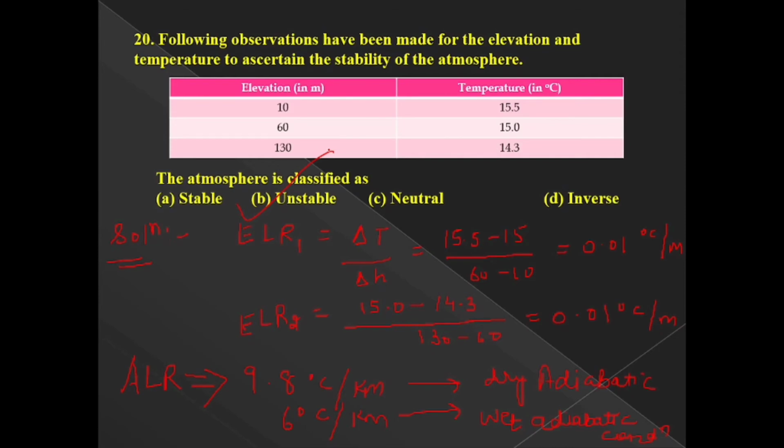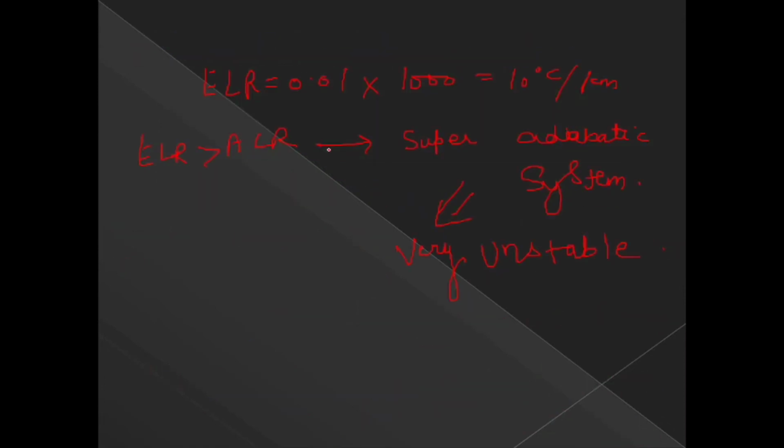So in this particular problem, elevation and temperature were given. We calculated the ELR value, that is the environmental lapse rate. We know the standard value of the ALR, that is the adiabatic lapse rate. So we compare ELR and ALR and we found the system as super adiabatic, which is a very unstable situation.